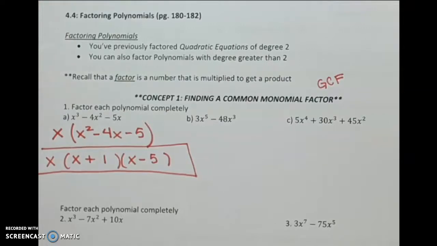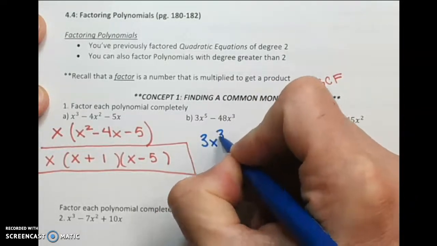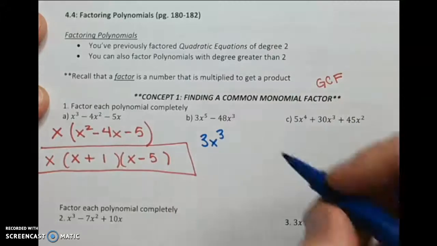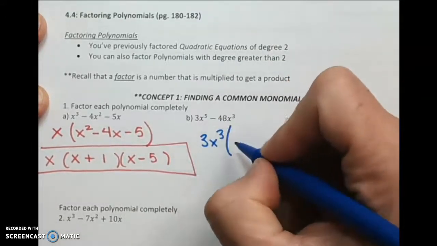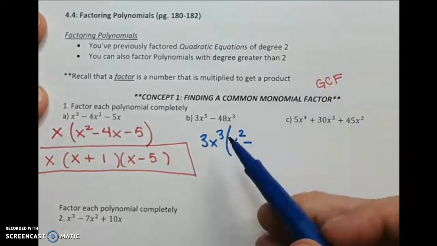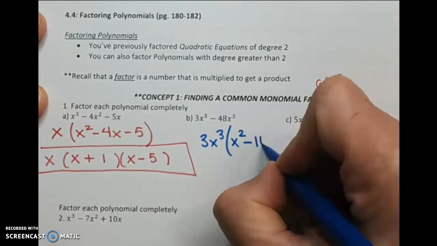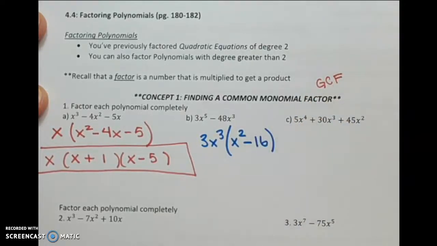Alright, the second one. Do I have a greatest common factor? Well, looks like it, right? 3x cubed is in both those terms. 3x cubed times what is 3x to the 5th power? X squared. 3x times what is 48x cubed? 16. And now I'm looking to continue to factor.